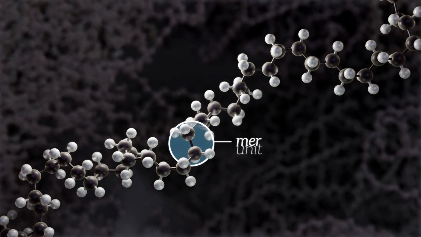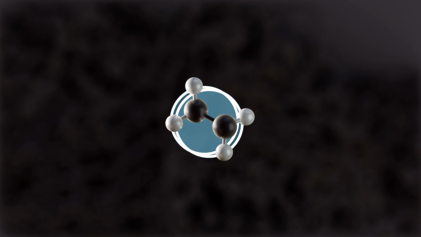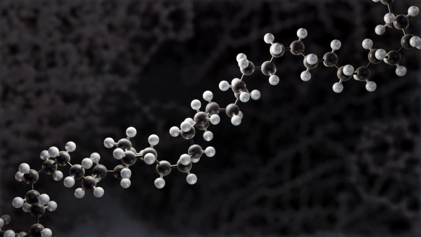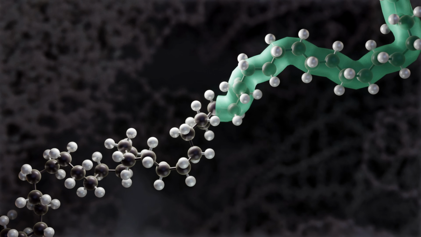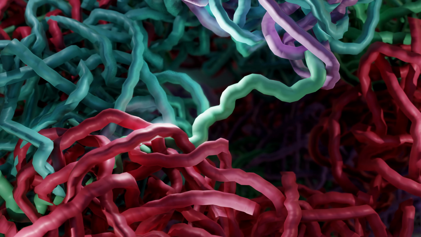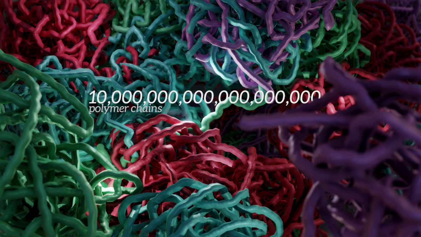The polymer shown here is polyethylene, probably the most widely used of all synthetic polymers. Its repeating mer unit has 2 carbon atoms and 4 hydrogen atoms. Linking all of these mers together creates a long molecular chain that has a backbone of carbon atoms joined together by single covalent bonds, and side groups, which in the case of polyethylene, are all single hydrogen atoms. One polymer chain can contain hundreds of thousands of mers, and there might be 10 quintillion chains in a single gram of material. That's a 1 followed by 19 zeros.